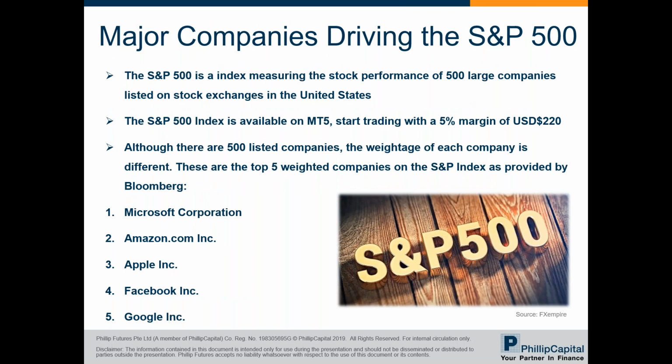Major companies driving the S&P. The S&P 500 is an index measuring 500 large and small companies in the US. It is also available on MT5. Start trading with 5% margin, so you can start with as low as $220 based on about 4,300 price now. There are 500 listed companies, and the weightage for each company is different as well. The top 5 companies on the S&P are Microsoft, Amazon, Apple, Facebook, and Google.